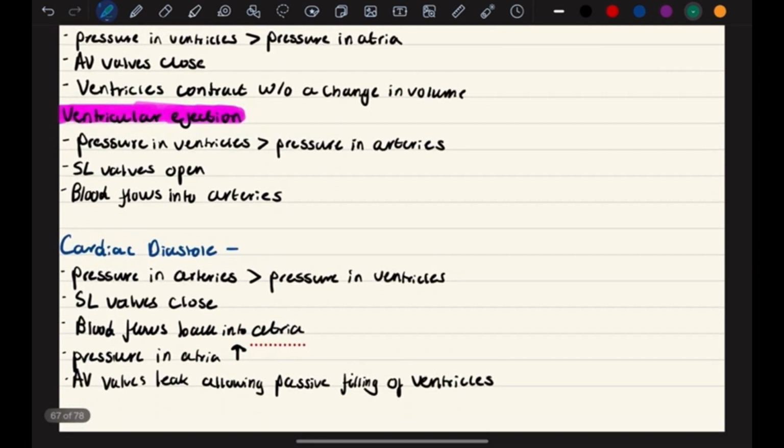Our final stage of the cardiac cycle is going to be cardiac diastole. Diastole, relaxation. Cool. So this is just the heart relaxing. Now, the pressure in the arteries is greater than the pressure in the ventricles because the blood's flowing into it. So where does the blood want to go? Blood wants to come back into the ventricle because it's lower pressure. So your semilunar valves need to close to prevent that backflow of blood.